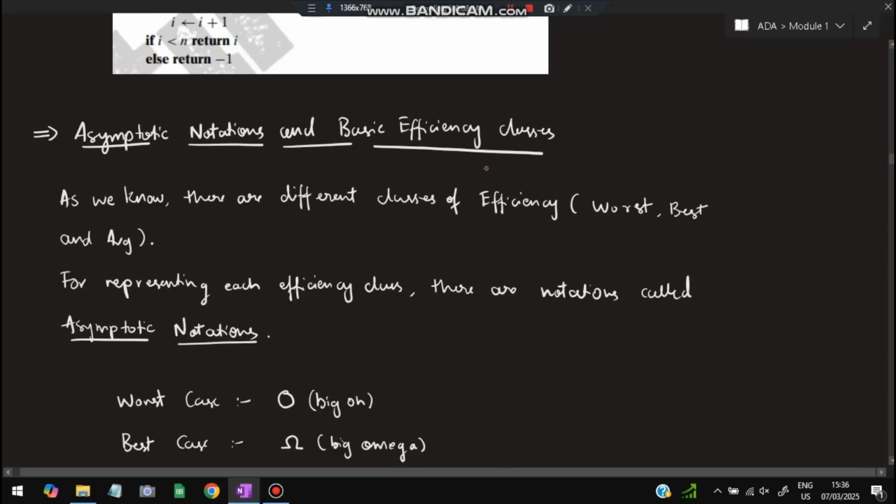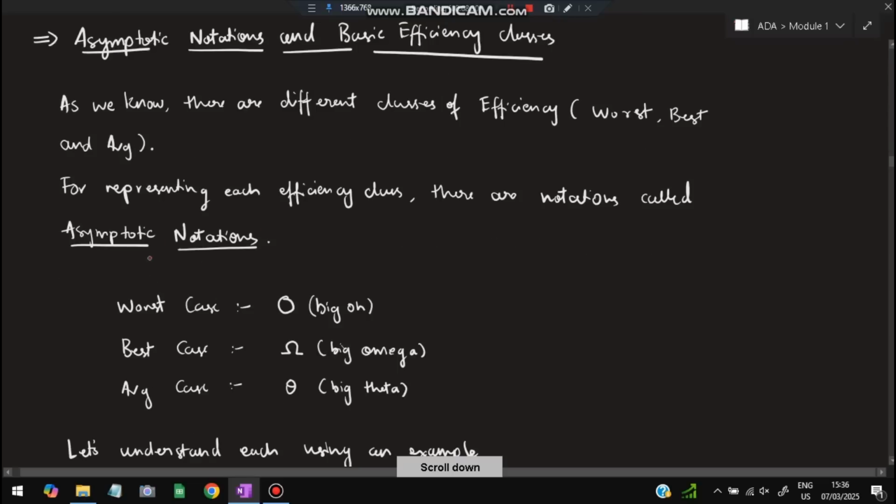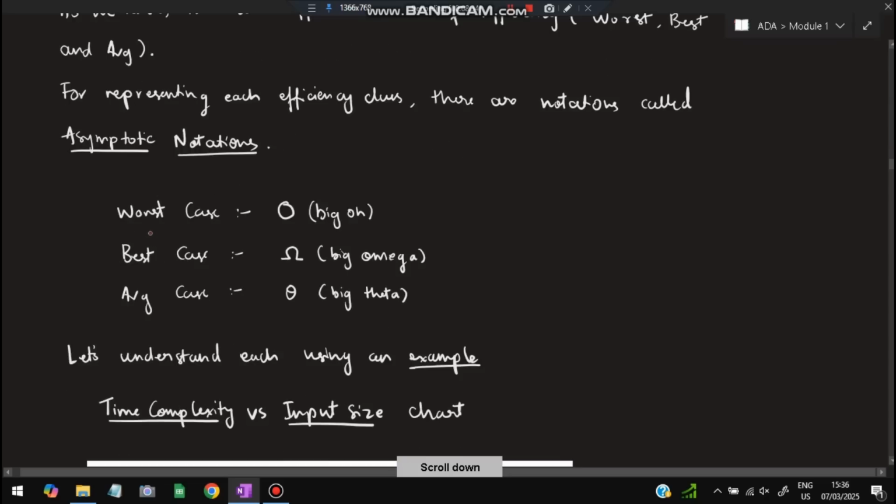Okay, now we have got 3 cases, right? Best case, worst case, and average case. Now for each of these cases, representation needs to be done in the algorithmic form. So for that we'll be using some notation called asymptotic notations. For worst case we'll be using big O, for best case we'll be using big omega, and for average case we'll be using big theta. What these are, we'll be discussing with an example.